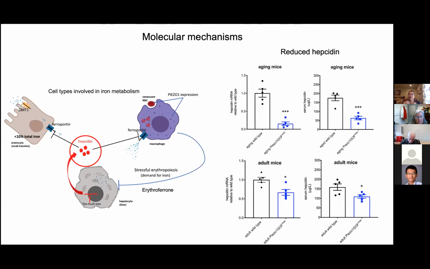There's a question in the chat. Yes, just a quick question. Did you also look at the macrophages of the spleen, or is this only the Kupffer cells of the liver?